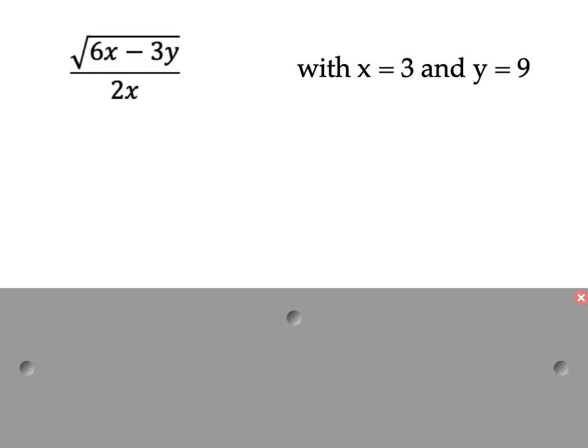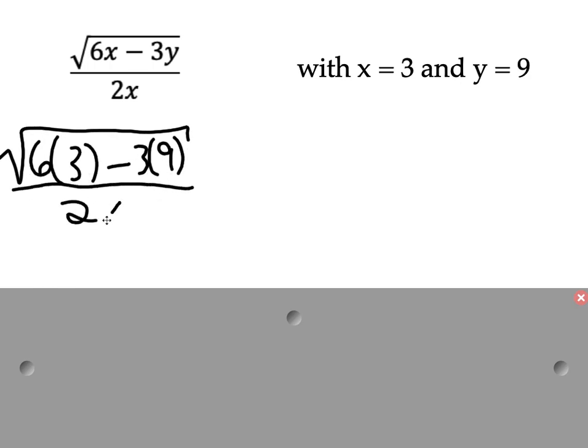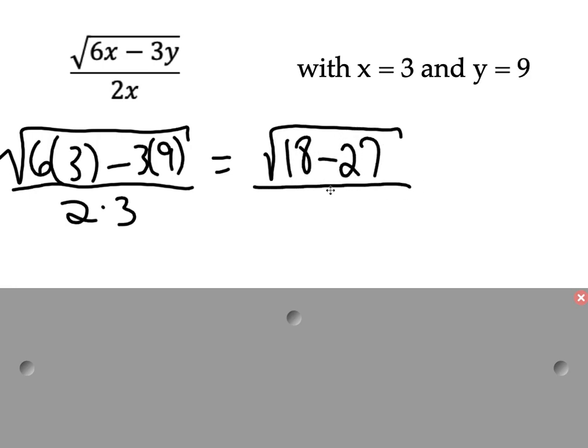In our last example, we have a suggestion on what to do when the expression doesn't work out the way we had hoped. In this case, similar to the last one, we'll do substitutions. We can get rid of that x on the bottom as well. The substitution doesn't just have to happen in the numerator, despite the fact that that calculation is going to happen first. 18 from 6 times 3, 27 from 3 times 9, followed by a 6 in the denominator. And we are left with the square root of negative 9 over 6.